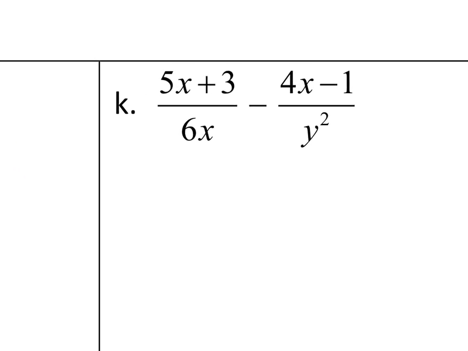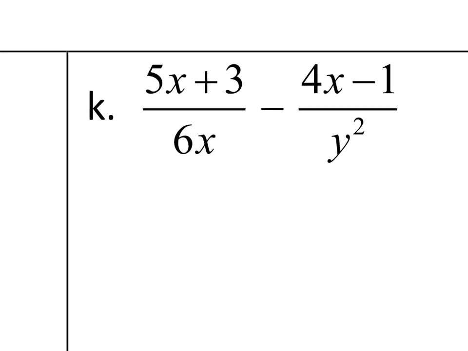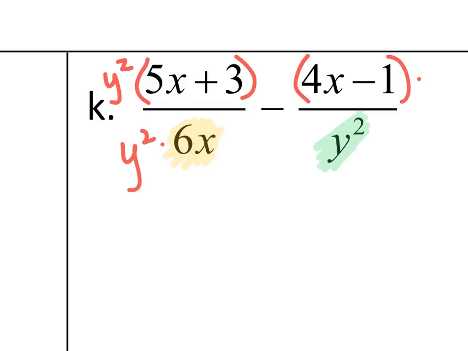Now, this problem in K, it's pretty ugly. I'll just tell you that right up front. At the end of the problem, nothing's going to cancel or simplify, but just make sure that you understand how common denominators work. So when I look at the denominator in the first fraction, I have 6x, and the denominator in the second fraction is y squared. And to make those two fractions have the same denominator, I need to multiply the first by y squared over y squared, and I have to multiply the second by 6x over 6x.